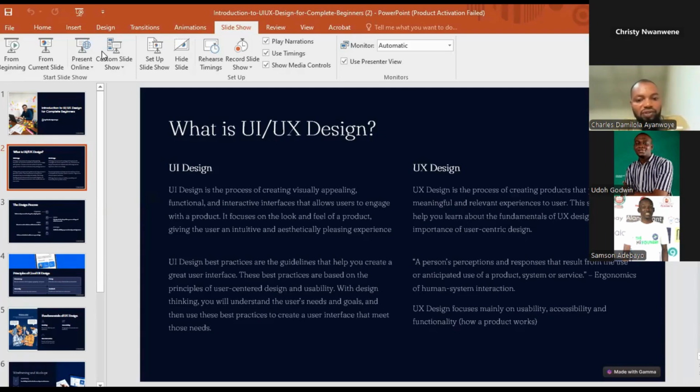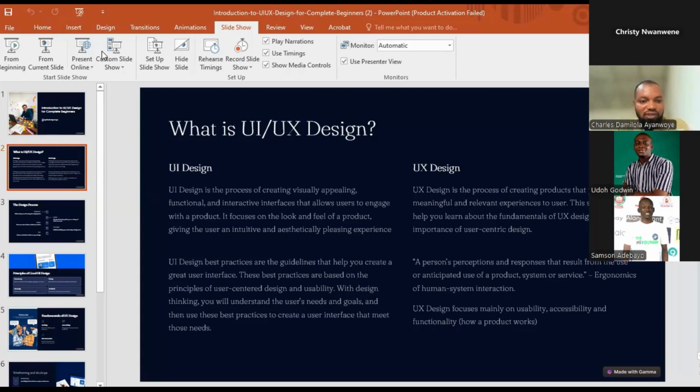UI design focuses mainly on the look and feel of a product, giving the user an intuitive and aesthetically pleasing experience. What are we talking about here? UI means user interface. So UI design, user interface design, focuses on the look and feel of a product, giving the user an intuitive and aesthetical experience. When they say something is aesthetical, it is something that is pleasing to the human eye, something people are pleased to interact with.